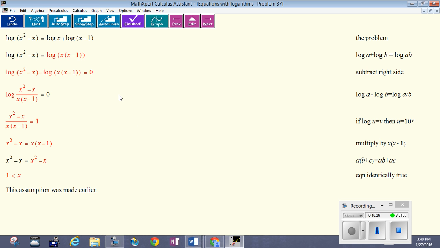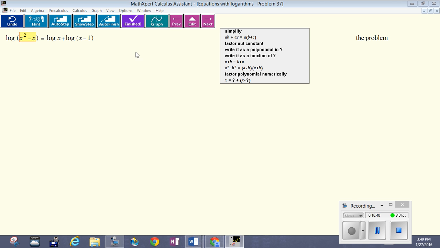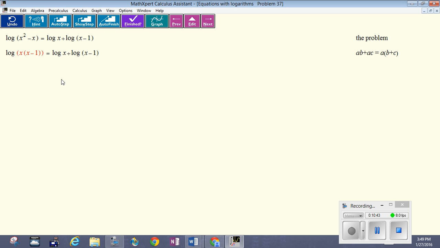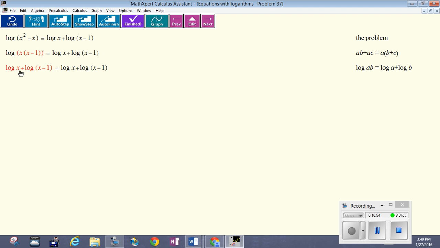Interesting problem. Now it really should not surprise you because I'm going to back up a little bit and go back to the original problem. And the original problem says x squared minus x inside of here. Now, if I factored that by pulling out x, and now I've got the log of a times b, which is going to come down to log x plus log x minus 1, which is the same as what I had on the right side to begin with. So it validates that all values of x greater than 1 are valid solutions.